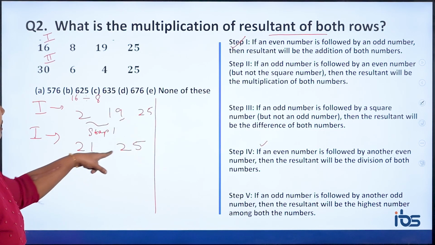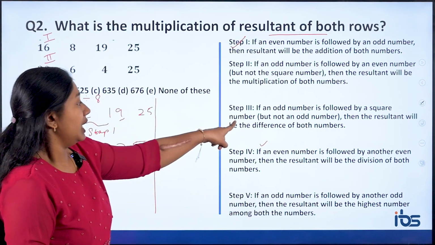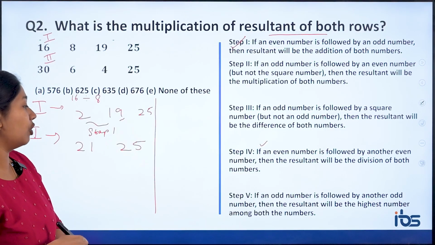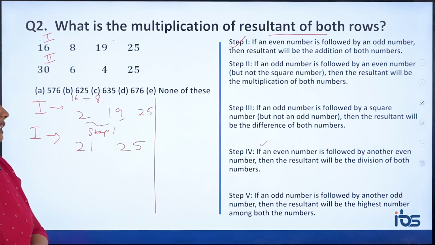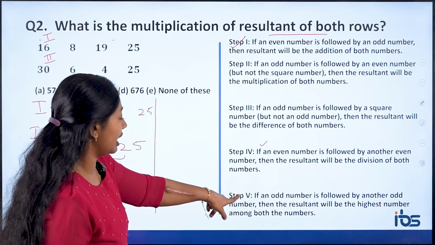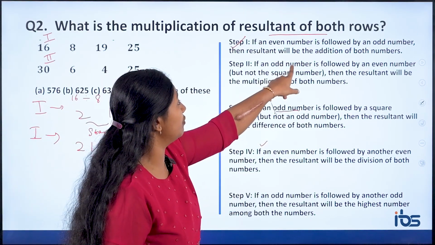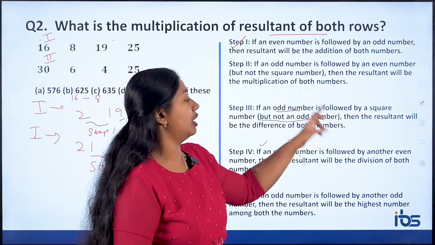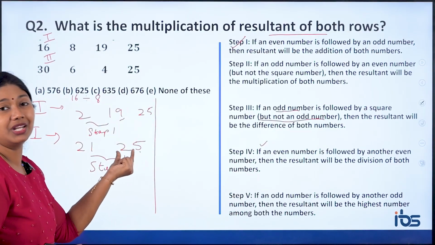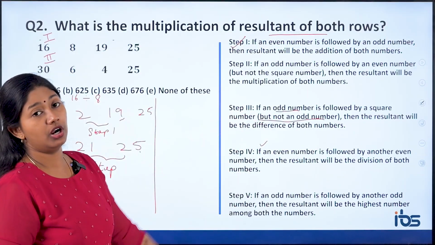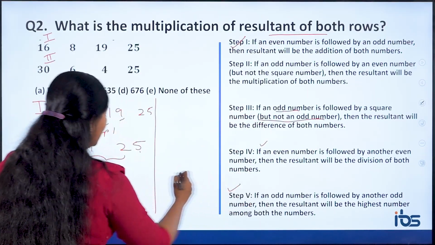So, you have odd number followed by a square number but not an odd number, but this is an odd number. So, odd number followed by another odd number, then the resultant will be the highest among the numbers. Now you are left with step 5, because here also you are having odd number, here odd followed by even, no. Here we have a square number but it is not an even number, it is an odd number. So, you have to follow step 5.